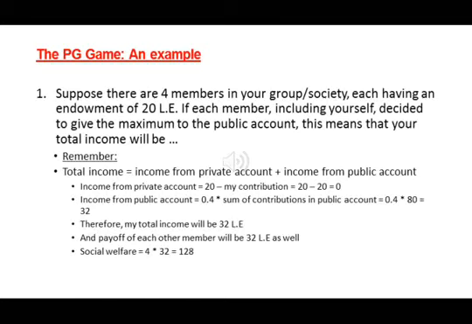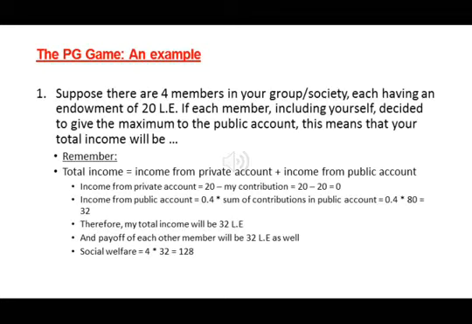So my total income will be 32 as we agreed, and the payoff of each other member in the society will also be 32, because every other member will calculate his total payoff in the same way. Okay, so social welfare will be equal to 4 times 32, which is £128. But initially, when everyone got just an endowment of 20, the summation of these endowments was just 80.